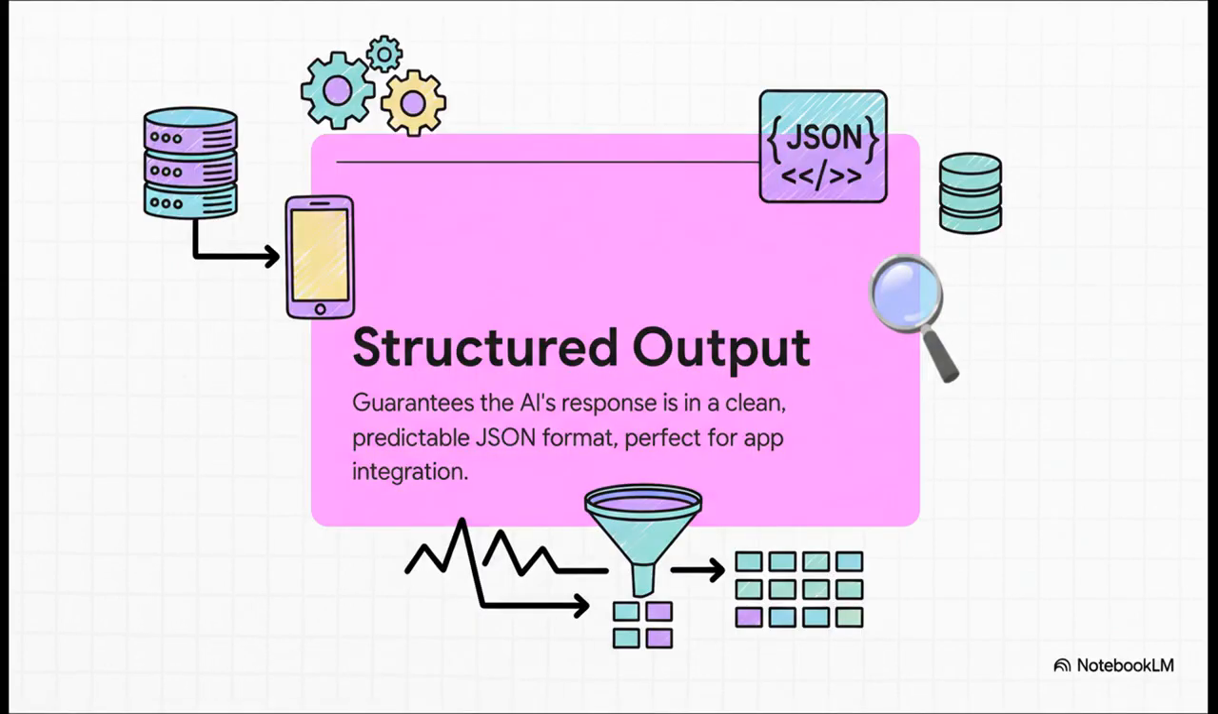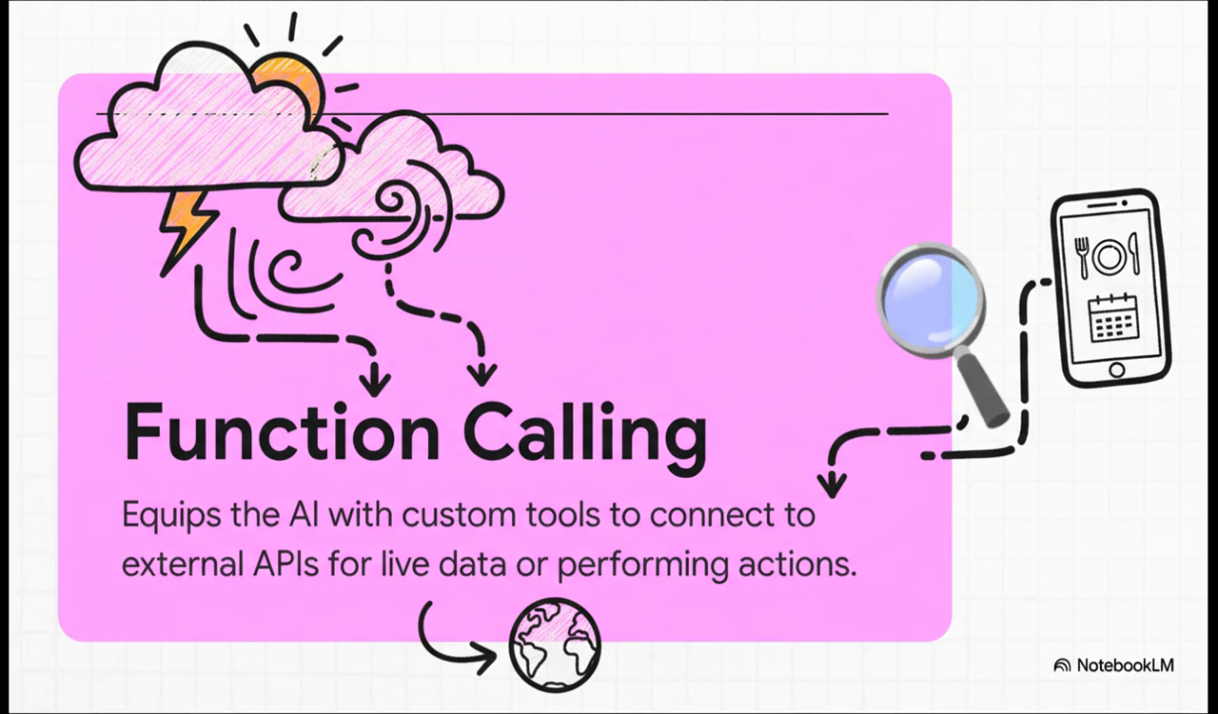Now this is a total game changer for anyone building an app. The structured output tool forces the AI to reply in a clean, predictable format called JSON. That just means you get reliable, machine-readable data every single time, ready to be plugged right into your code. No more messy, unpredictable responses. And then things get even cooler with function calling. This is basically like giving the AI superpowers. You can give it custom tools to connect to other services on the internet. You want it to check the live weather or book a dinner reservation? You can do that. You're literally letting the model interact with the real world.